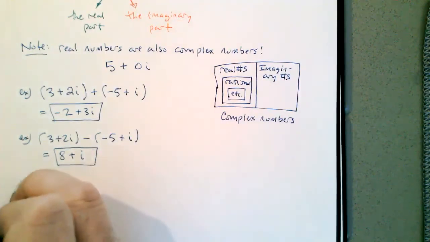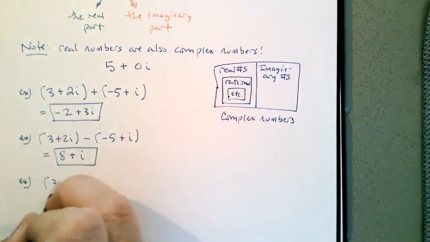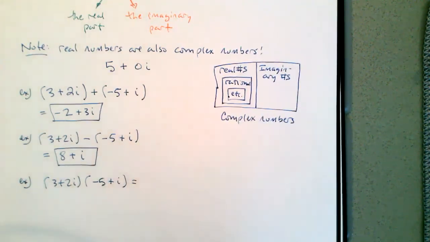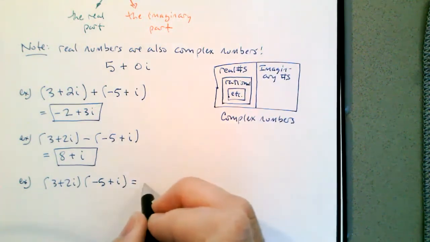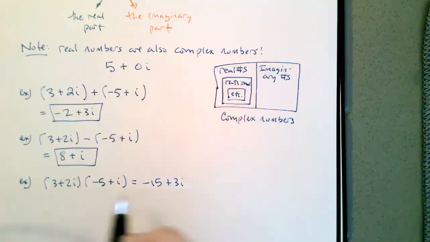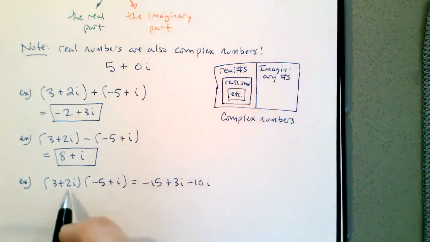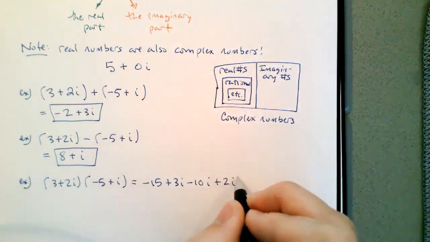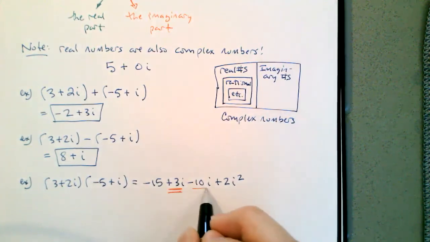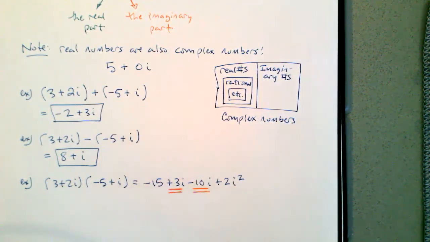We can even multiply complex numbers. This is just requiring our polynomial skills. If I have 3 plus 2i, and I want to multiply by -5 plus i, then we just multiply each term in one polynomial by every term in the other polynomial. 3 times -5 is -15. 3 times i is plus 3i. 2i times -5 is -10i. 2i times i is plus 2i squared. A couple of extra things can happen here. We have like terms: plus 3i and minus 10i are like terms. So I can make that minus 7i.